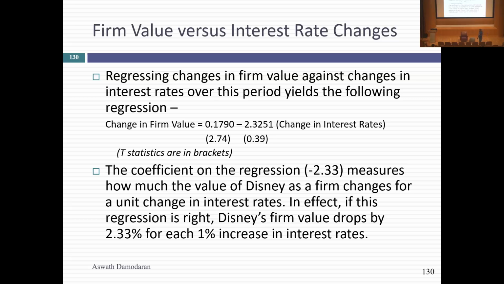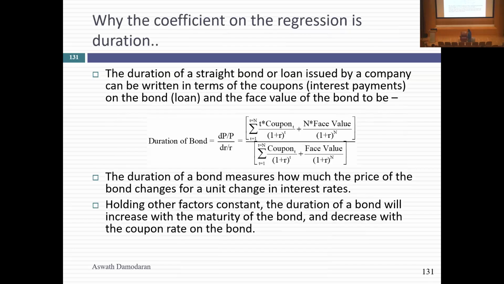It kind of makes sense, right? Interest rates go up, firm value goes down. But you can already see that this is not the kind of company where the effect is explosive. There are some companies where you run this regression and you get an explosive coefficient, minus 15, minus 20. That's how sensitive the company is to changes in interest rates. So that coefficient basically is a measure of duration.